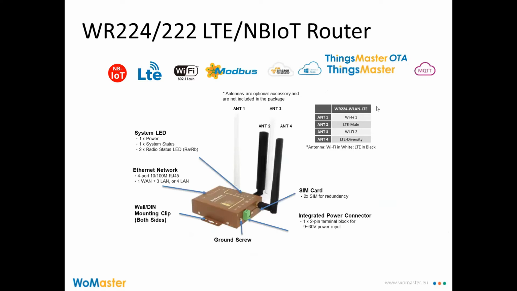And then I'm going to introduce the WR224 and 222 OT NB-IoT router. This is a very slim size, the new WR series, the 224 and also the 222. This device can also be managed by OTA device management.